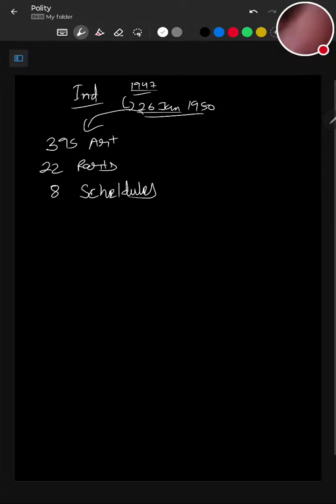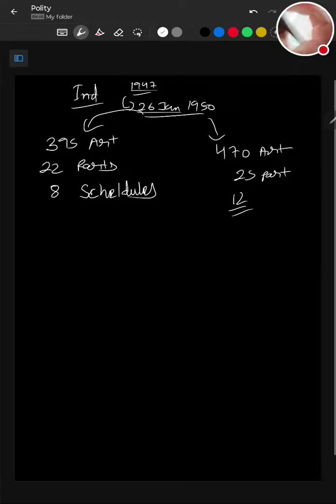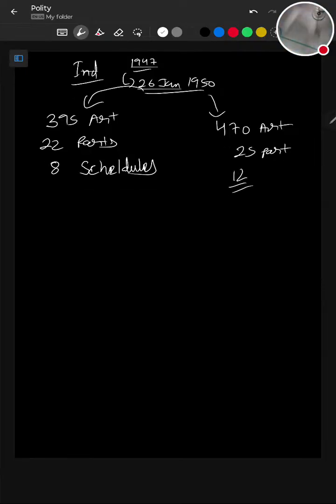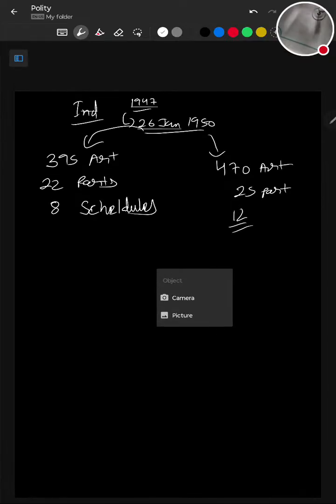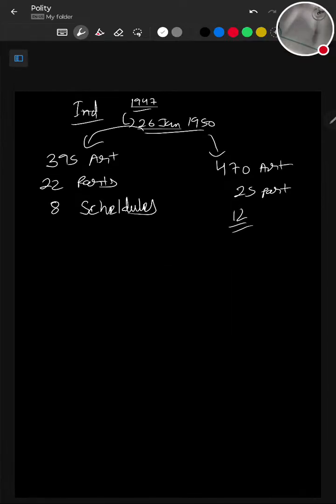Yeah, now India has approximately, it can go up and down, but 470 articles approx, 25 parts, and 12 schedules, right? Now, the amendments since 1951 have been elected and added. So since 1951, there were amendments.